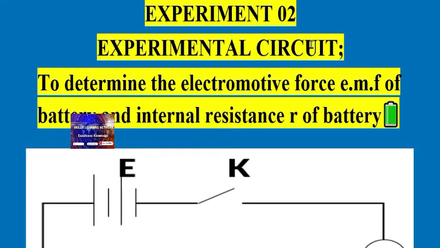We are in experiment number 2 in physics practical. That is the continuation of our physics practical. We performed experiment number 1, sources of errors.